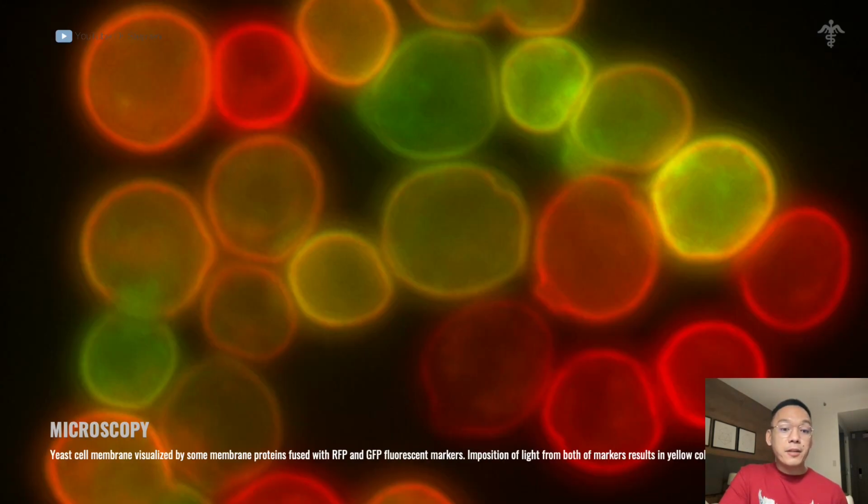The next micrograph is a yeast cell membrane, visualized by membrane proteins that are fused with RFP, the red, and GFP, the green fluorescent markers. The superimposition of light from both markers will show the yellow color, the mixture of the red and green fluorescent markers.